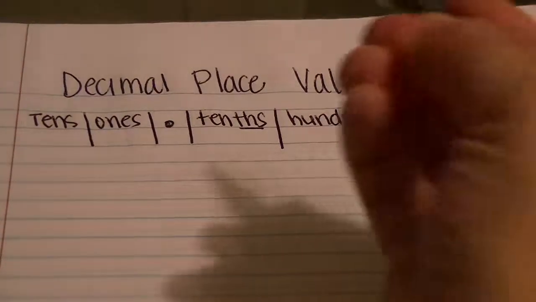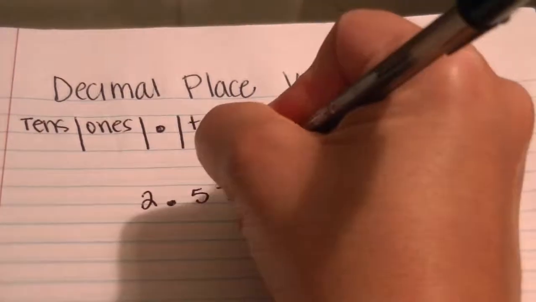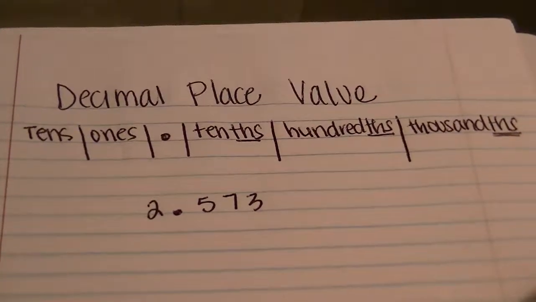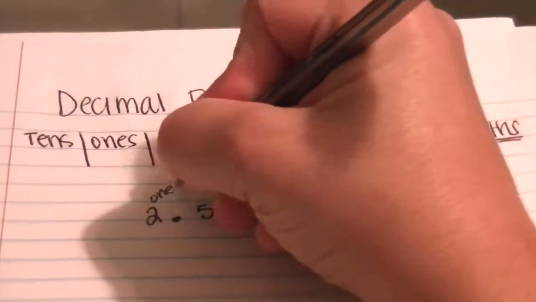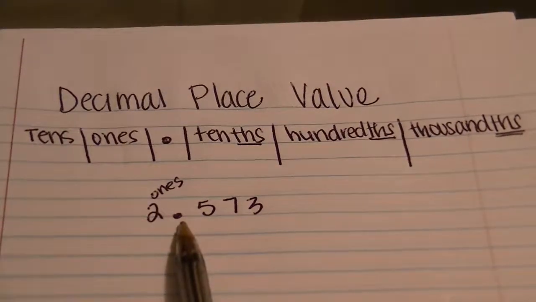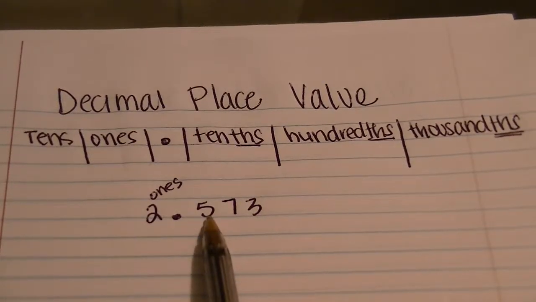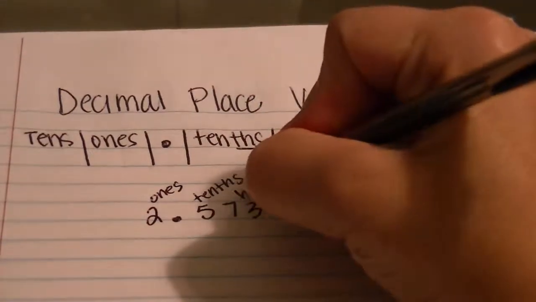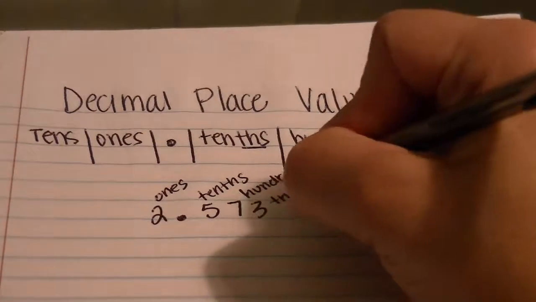Alright, so let's start out with this decimal, 2.573. Now I want you to always write your place values above the number until you get super awesome at it. So here is our ones place. We can refer to our place value chart. Here's our decimal. To the left is the ones. Right next door is the tenths place, the hundredths, and the thousandths.